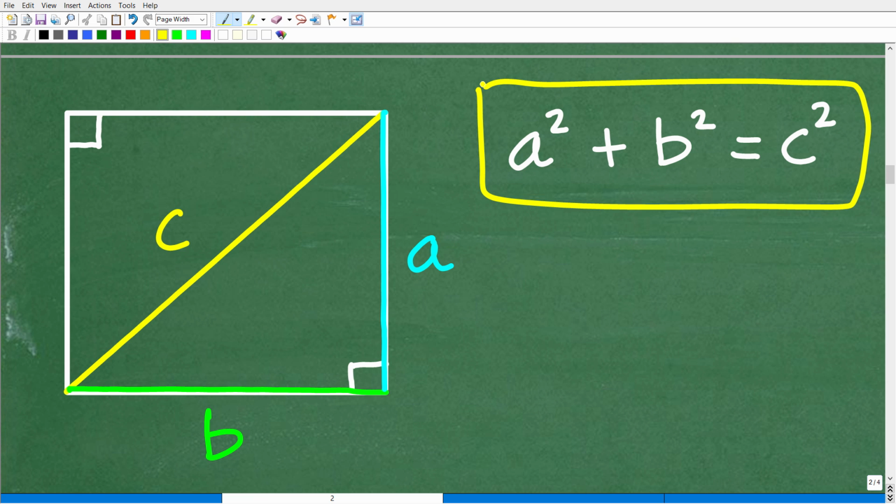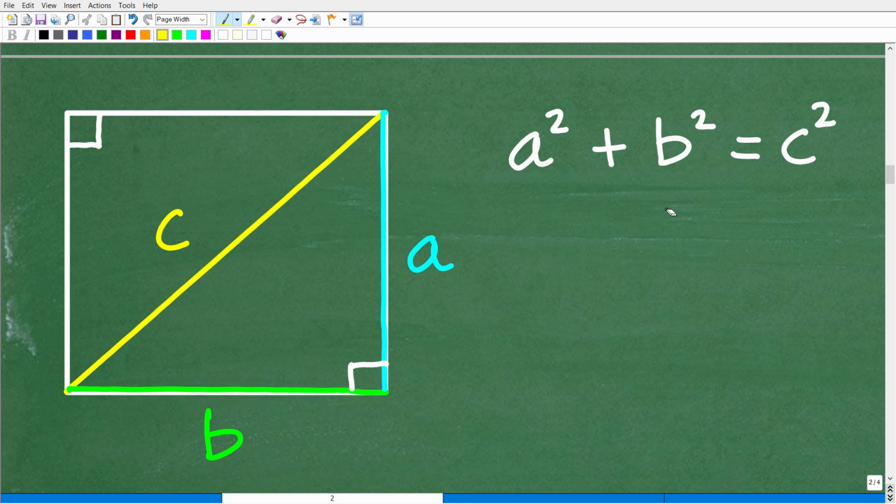Now, this theorem, this formula, this law, geometry property, however you want to think about it, pertains to right triangles only. So in other words, when you have a triangle where one of the angles is 90 degrees, then you can think of the Pythagorean theorem. So what does this tell us? It establishes the relationship between the lengths of the sides of a right triangle.